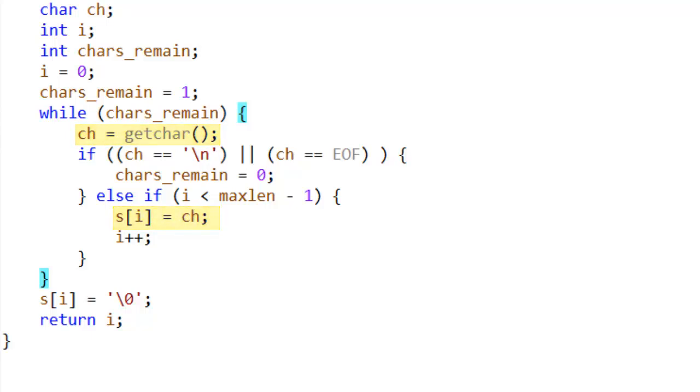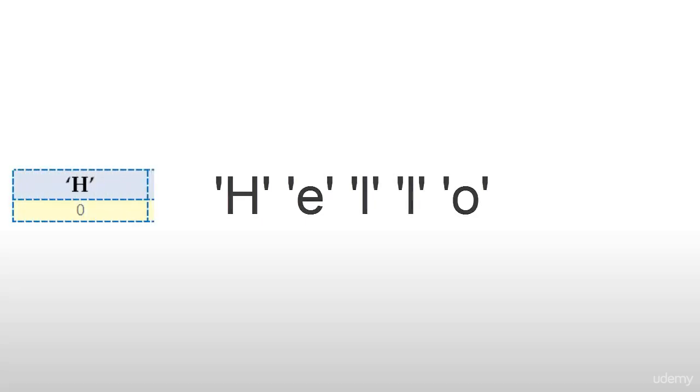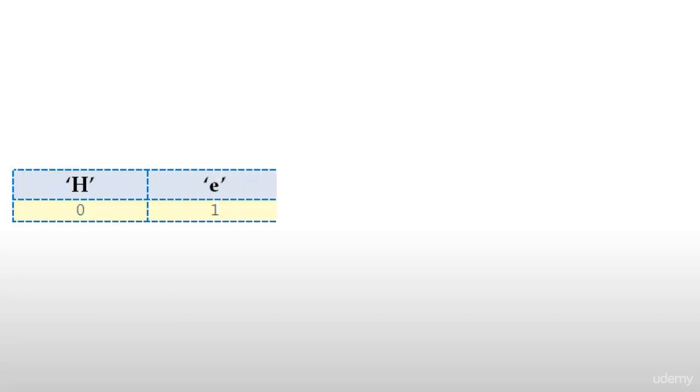The end result was that if the user entered the characters HELLO, those would be added sequentially to the array S. The first character would be at the array index 0, the second at index 1, and so on.